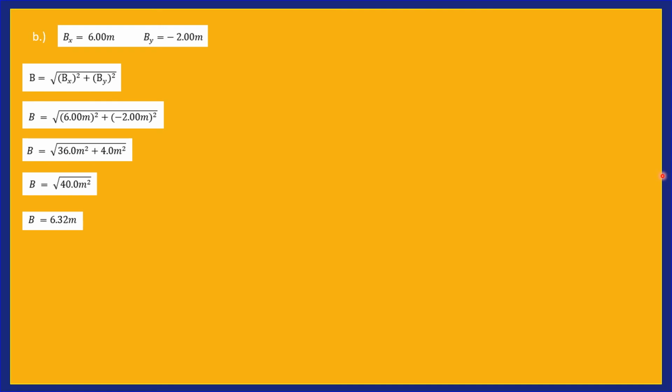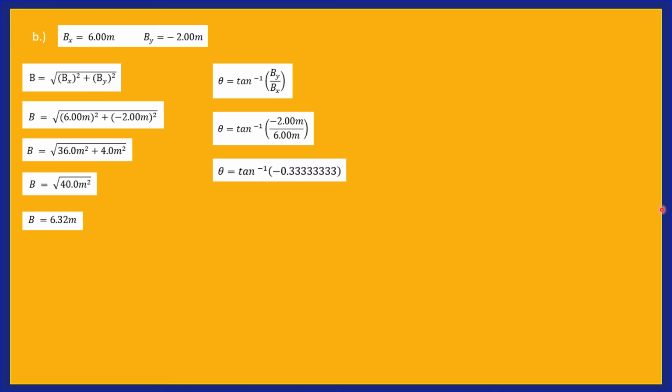How about the direction, the angle? So theta equals inverse tangent of By over Bx. We have negative 2 over 6 meters, and you have negative 1/3 or negative 0.333 and so on. It gives us a negative value, a negative angle. We have negative 18.4 degrees.